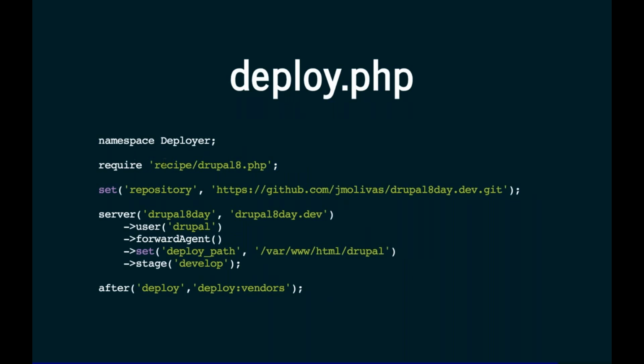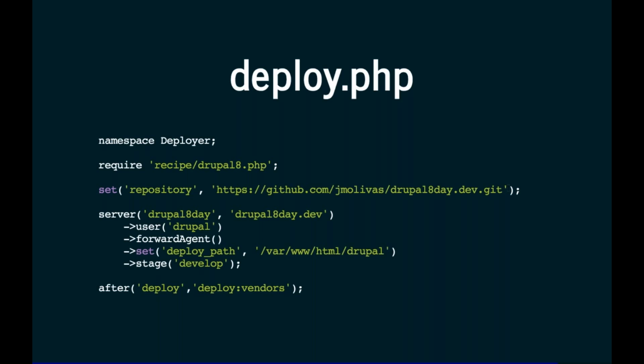You can see here, it's requiring a Drupal8.php. This is provided by the tool. So my deployment configuration is inheriting anything provided by the tool. And in this case, I'm just setting where the repo is. I can set any repo, putting the Git repo.